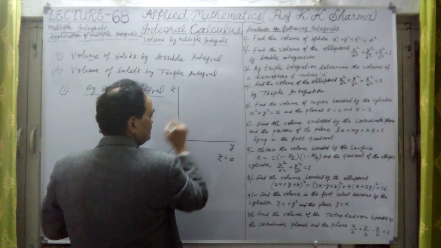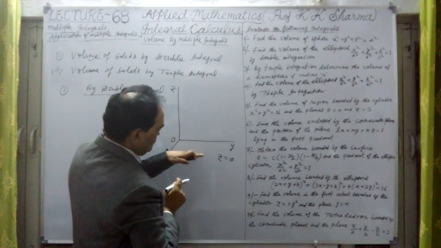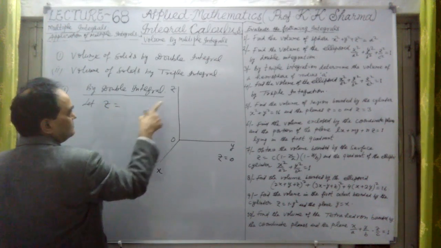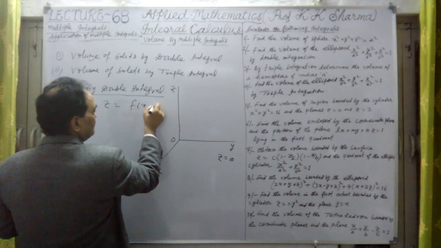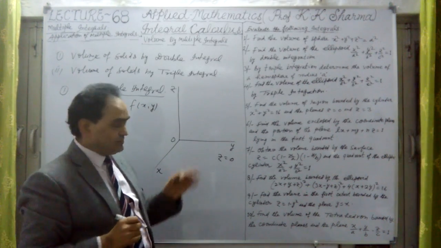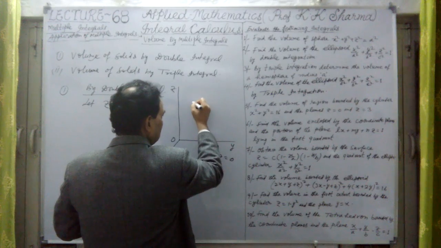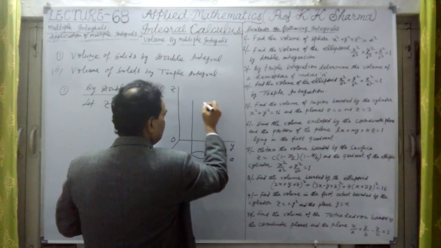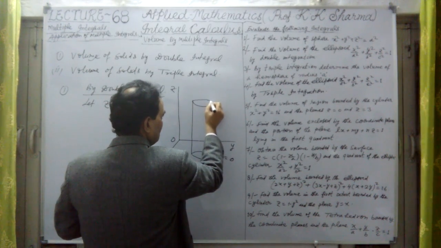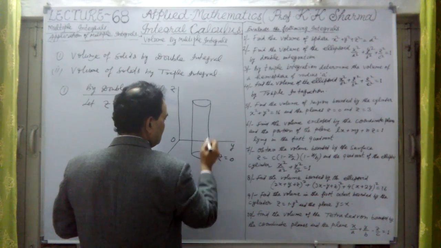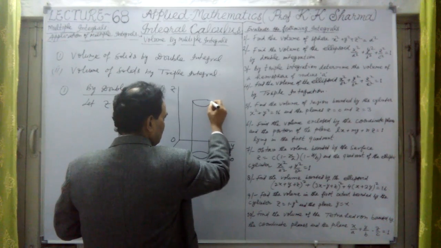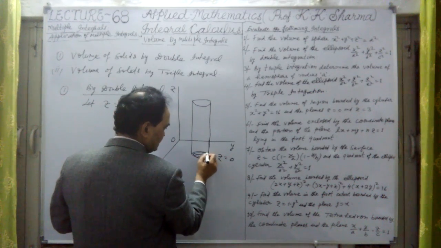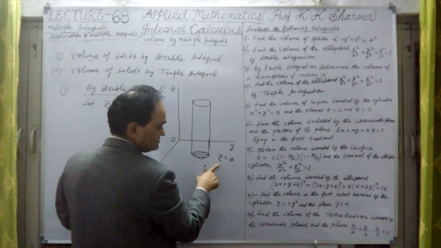Now if I take a projection on the xy plane, let the variable z be equal to f(x,y), or z is a function of x and y. Then if I draw a cylinder, for example, let me take a cylindrical figure here. This is a straight line, and this is the projection on the xy plane. On this xy plane, z equal to 0.